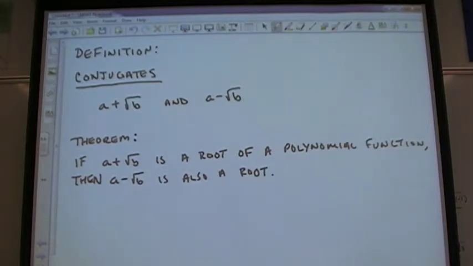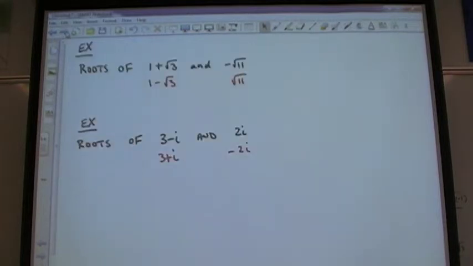Okay. So let's look at the first example. See how simple this looks? If I tell you that the roots of a polynomial I give you are 1 plus the square root of 3 and negative square root of 11, you should be able to tell me that 1 minus square root of 3 and positive square root of 11 are also roots. Now be careful about what Remy was just asking. Don't take the opposite, just change that middle sign.